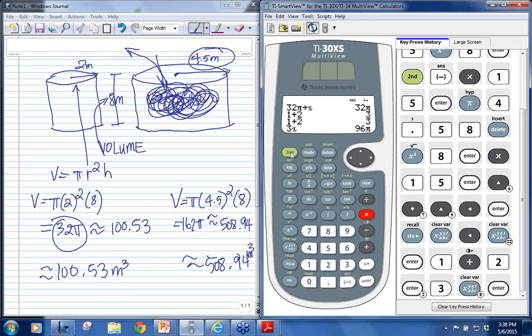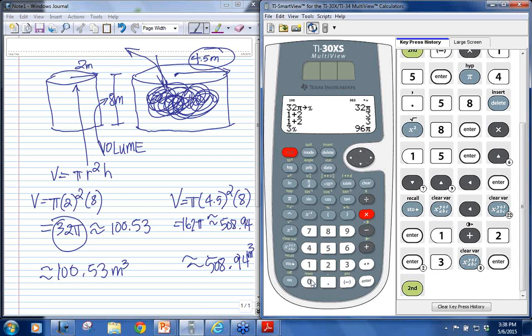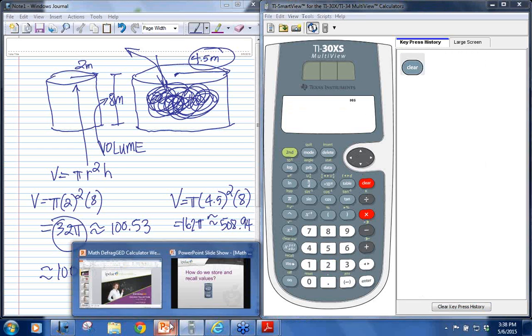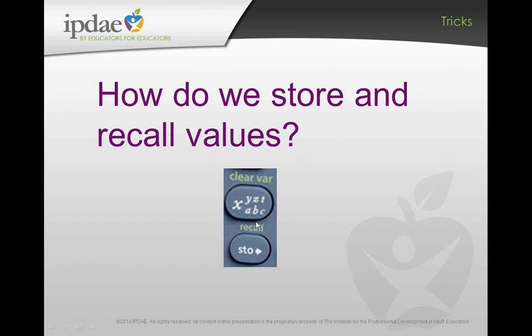All you have to do is press second and then the 0 or the reset button right here. And then it will ask you, do you want to reset? Yes or no. You press 2 for it to be reset. So let's clear the history and clear the screen right now so we can go back to our presentation. So we went over those store and recall values.